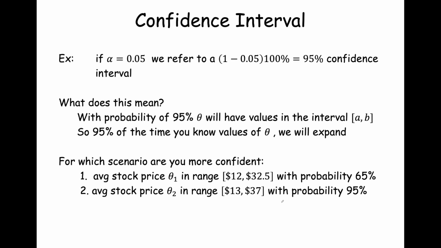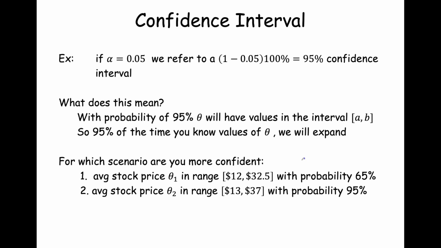So we have two scenarios, and the question is, for which of these scenarios are you more confident? We have two different securities or stocks. In the first scenario, we have an average stock price theta 1, and we know that theta 1 was in the range. You don't know exactly what it is because you don't know the ground truth average stock price, but you know it's in the range between $12 and $32.5 per share, and that range covers it 65% of the time.